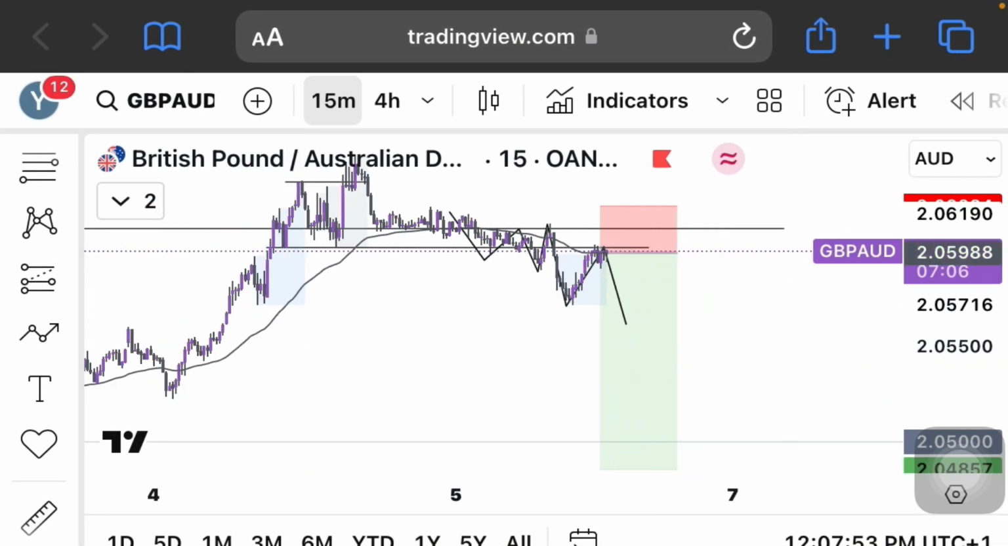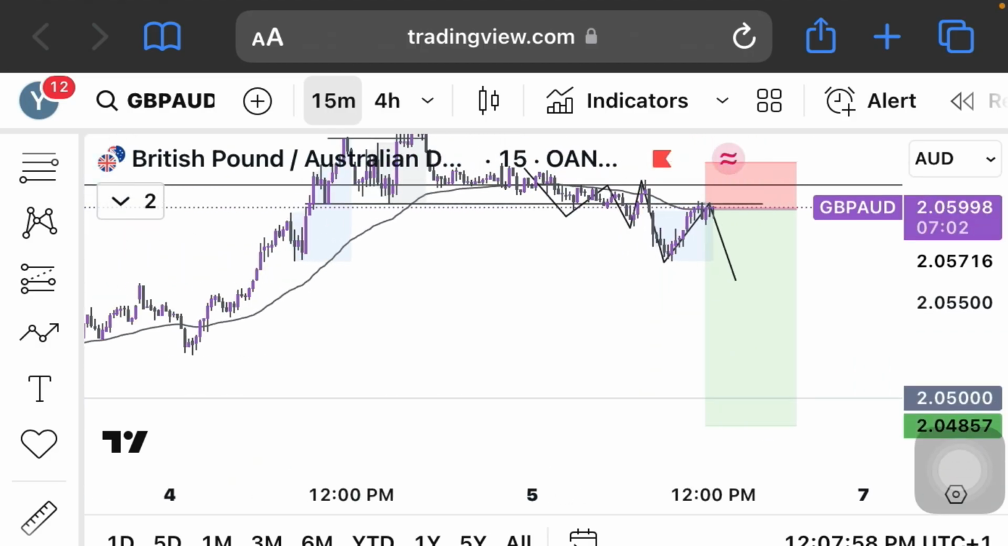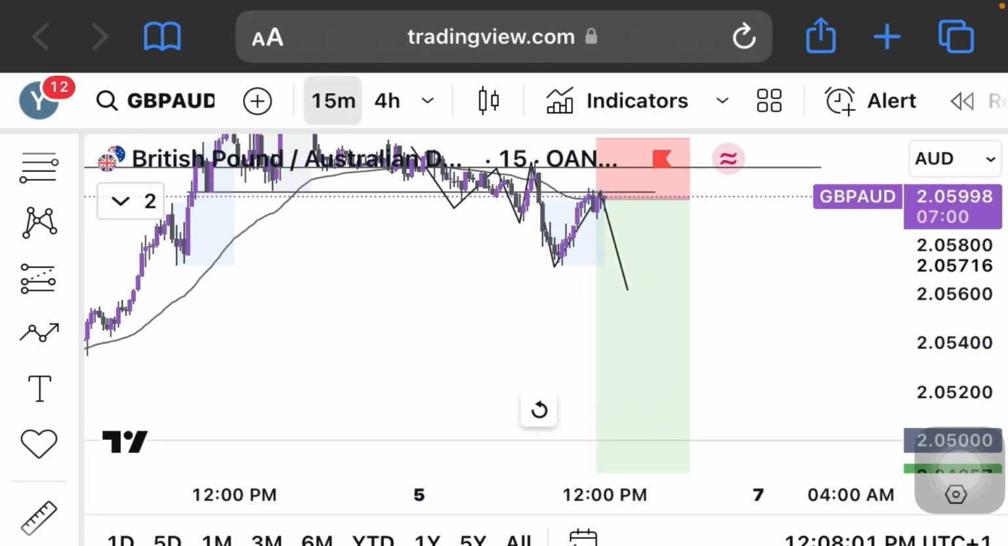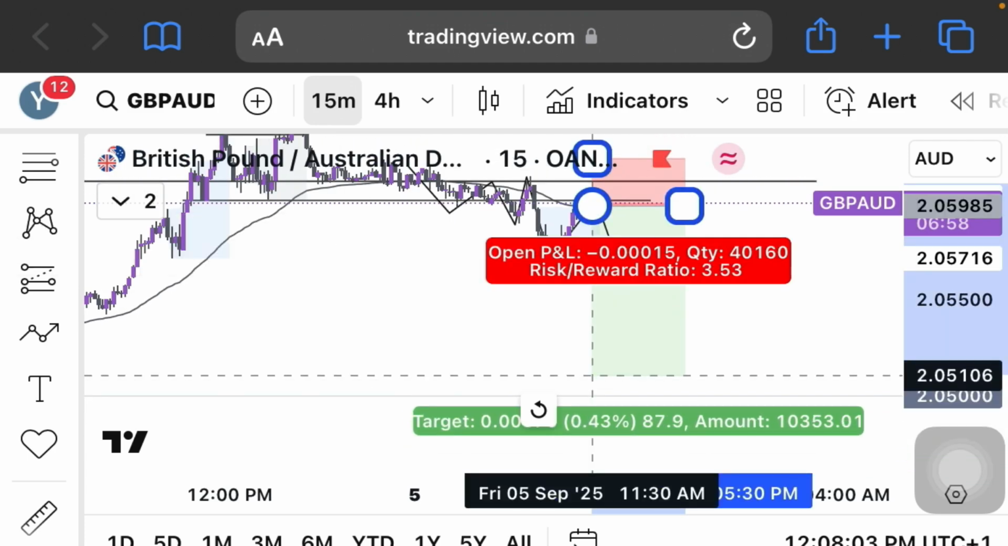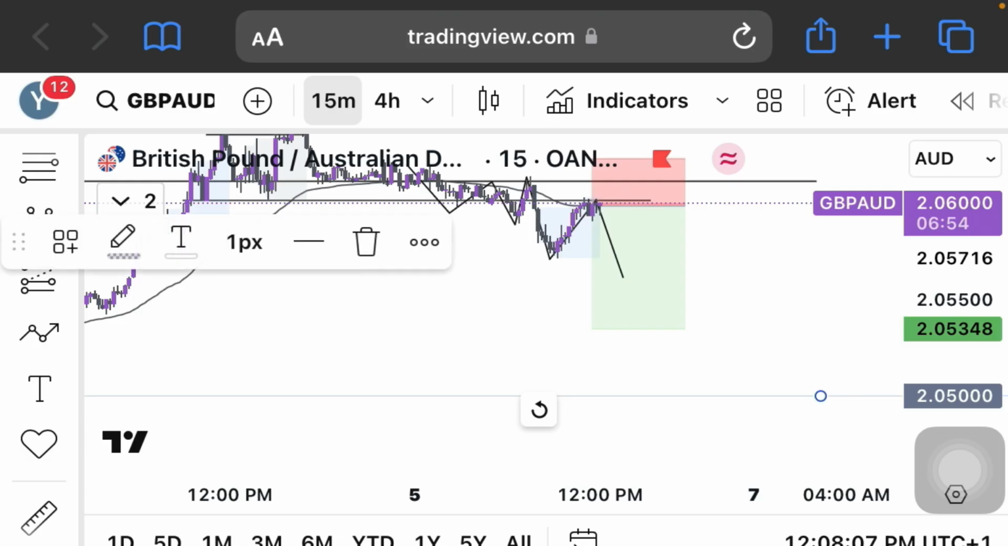So we're targeting a 1 to, this is just like a 1 to 2. We're risking $35 to get $80. So maybe a 1 to 2.5 is what we're targeting for this trade.